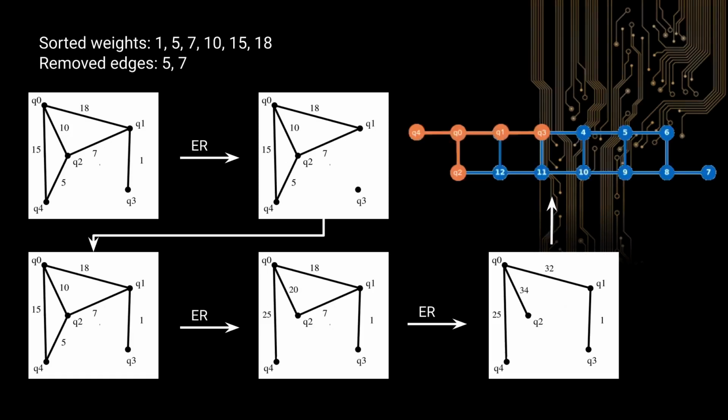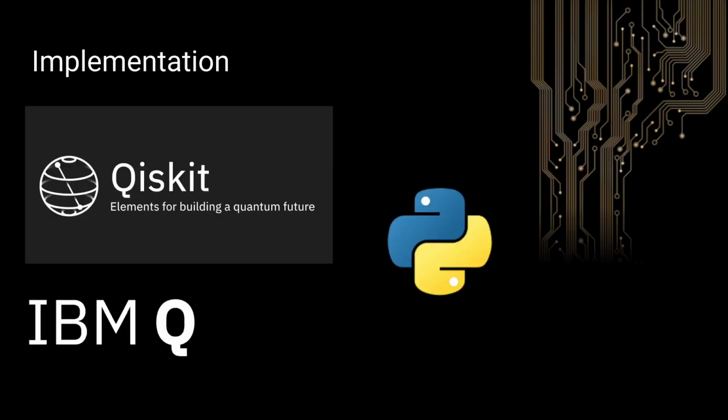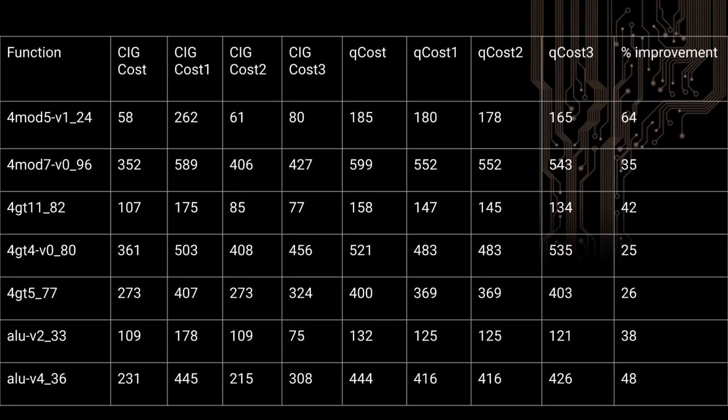To verify the proposed method, we use the Qiskit software development kit. The SDK provides access to physical quantum computers through an API called IBM Q Experience. Here, you can see example functions. For an explicit list of used functions, please refer to the paper.